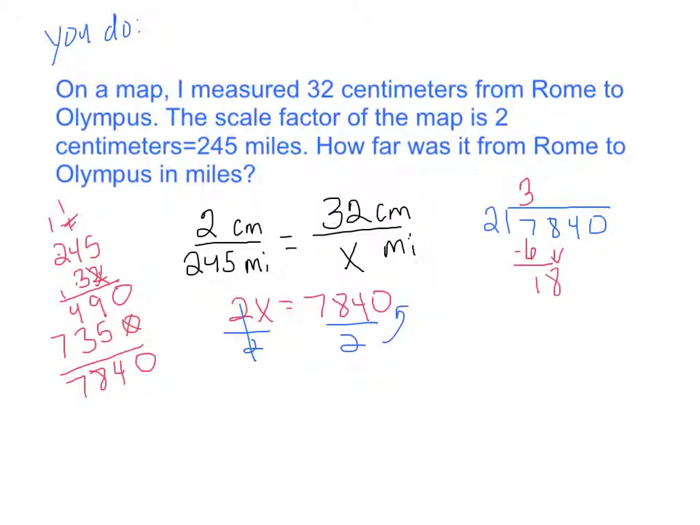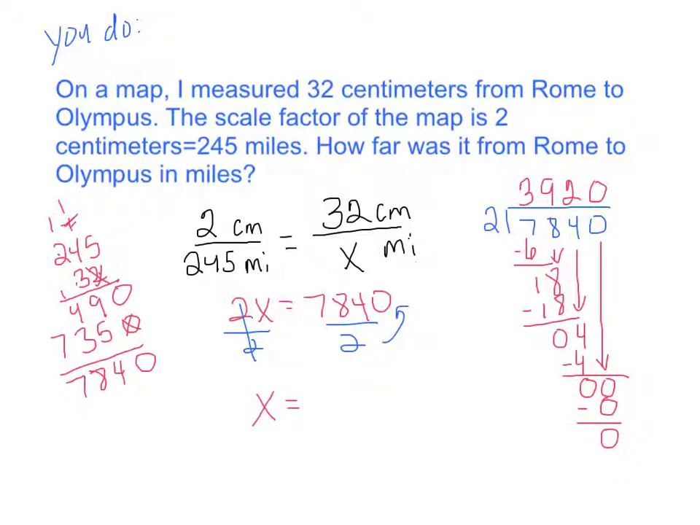Bring down the 8. 2 fits into 18 9 times exactly, because 2 times 9 is 18. 0 left. Bring down the 4. 2 fits into 4 twice, because 2 times 2 is 4. Subtract, nothing left. But I do have to go to the end of the number, so I have to bring that 0 down. And 2 fits into 0 times, because 2 times 0 is 0. And I've hit the end of the number. So x, the distance from Rome to Olympus in miles, is 3,920.